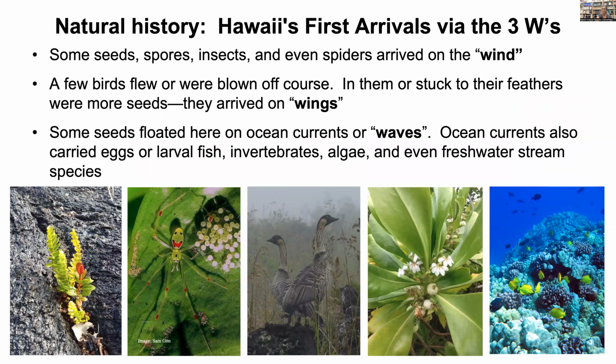Interesting when you get into the evolution part of it. So our natural history, how did we get things here? Well, we tell kids, and we tell you now, they arrive here via the 3 W's: wind, wings, and water currents, or waves sometimes people call it. So some seeds, spores, insects, and even spiders arrived on the wind.